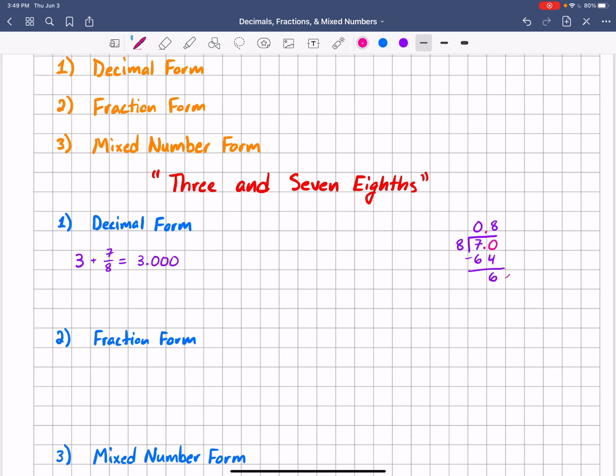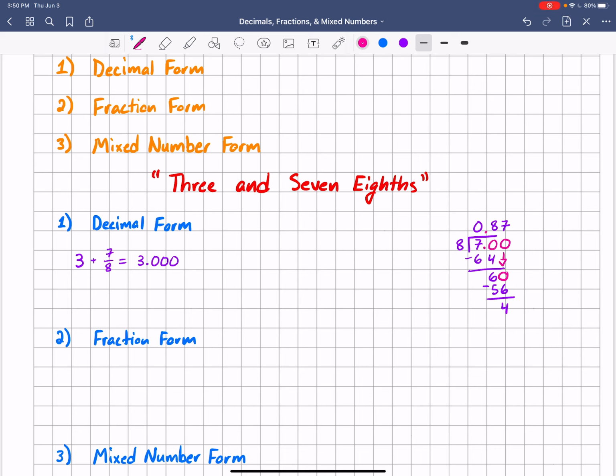So we still have a remainder, so we want to keep dividing until there's no remainder. So we can add another 0 now. Bring that 0 down. And the question is, how many times does 8 go into 60? And 8 goes into 60 7 times. 7 times 8 is 56. And now 60 minus 56 is 4.